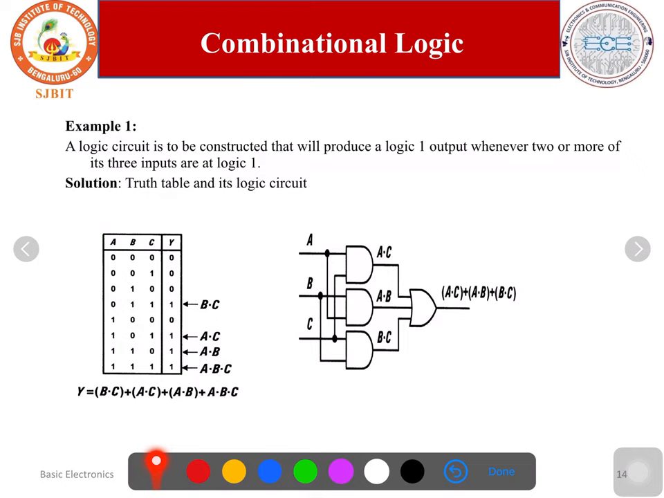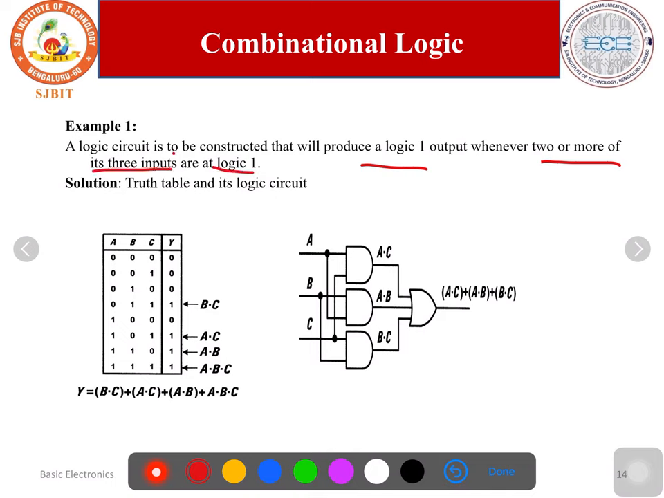So this is about the gates. Let us see two very simple examples on these logic gates. Here the problem goes like this. A logic circuit is to be constructed that will produce a logic 1 output whenever two or more of its three inputs are at logic 1.